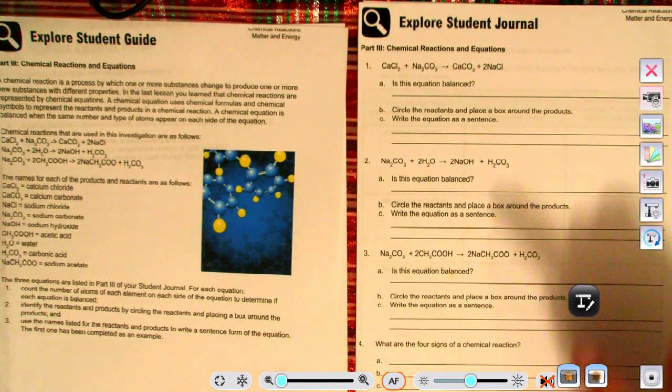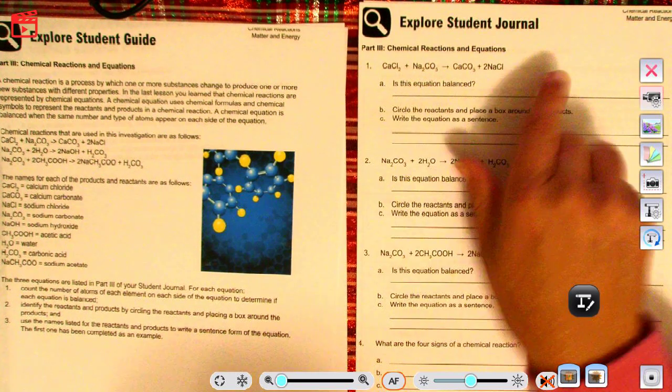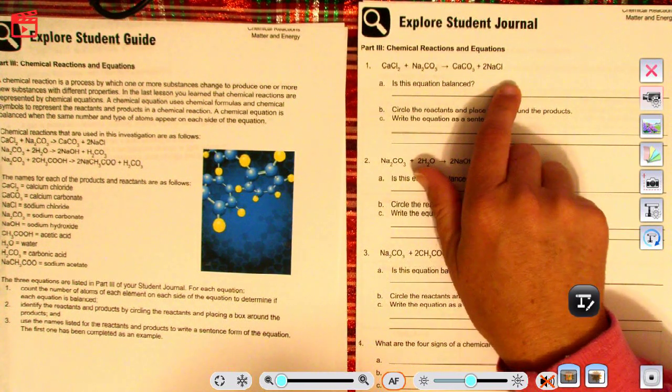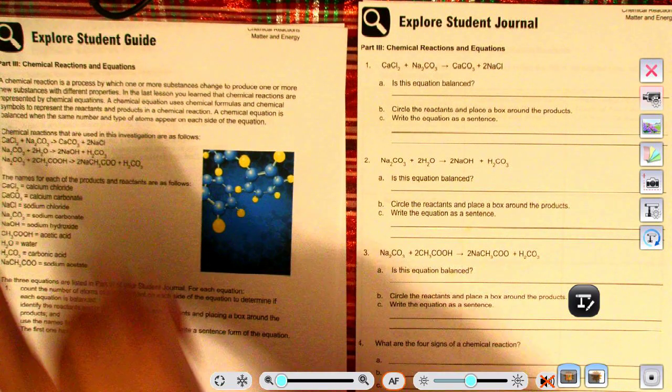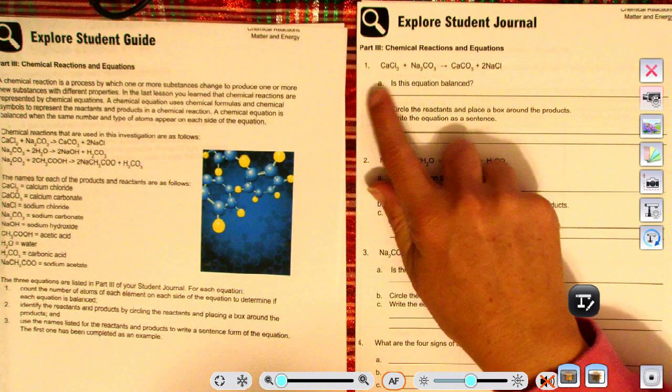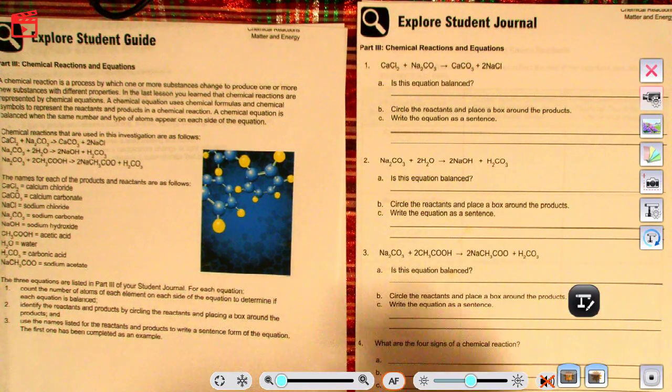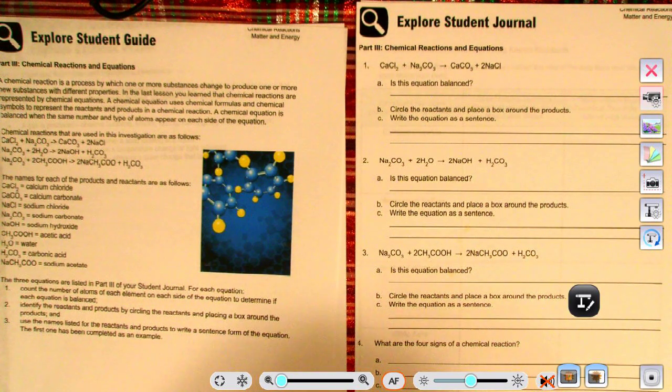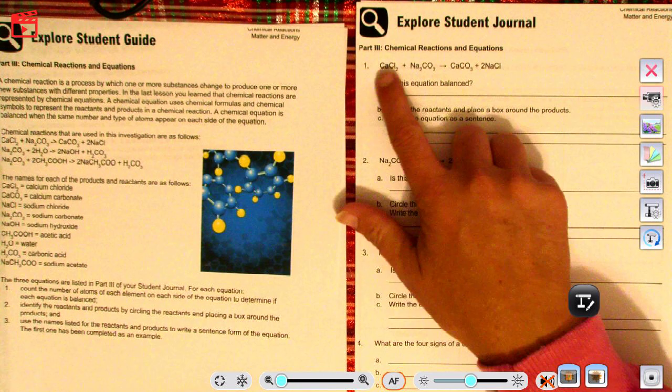So what you're going to do here, they give you another chemical reaction on part 3. All right, so part 3 on both of them. They give you a chemical reaction. So first thing it asks you, is this equation balanced? Well, what are we going to have to do to figure out if it's balanced? We're going to have to list out each one of those elements on both sides.